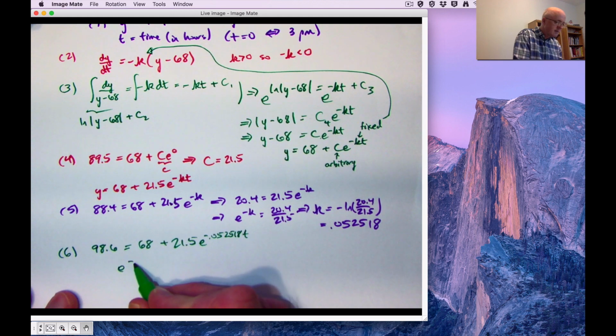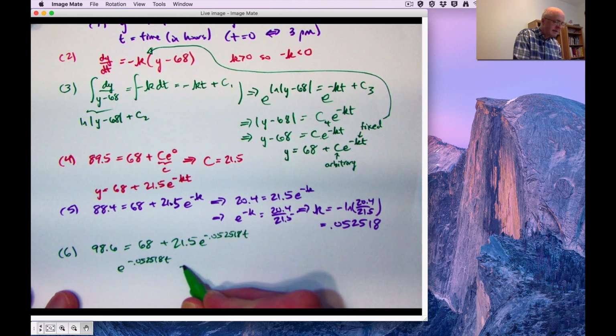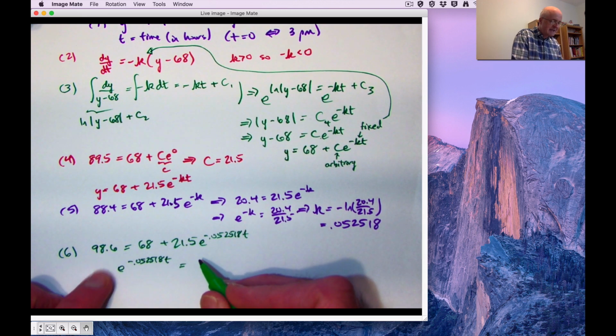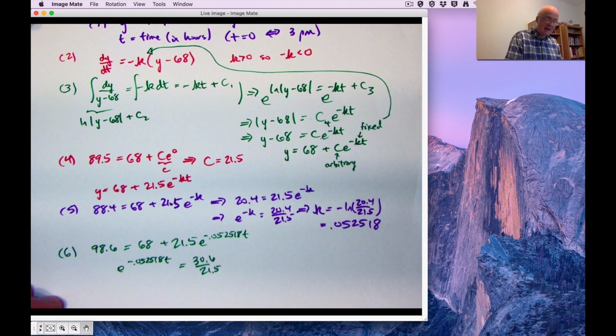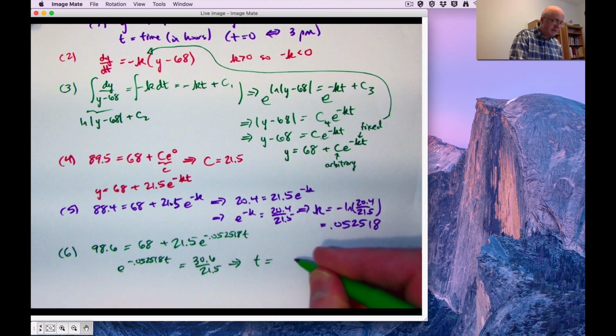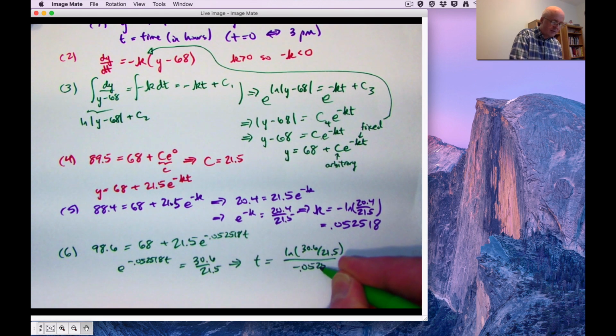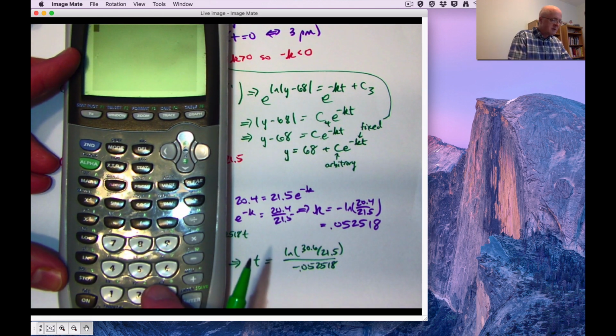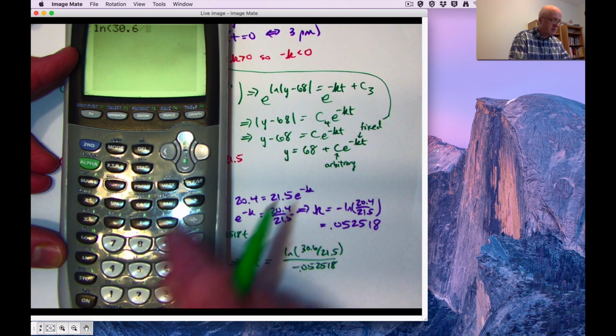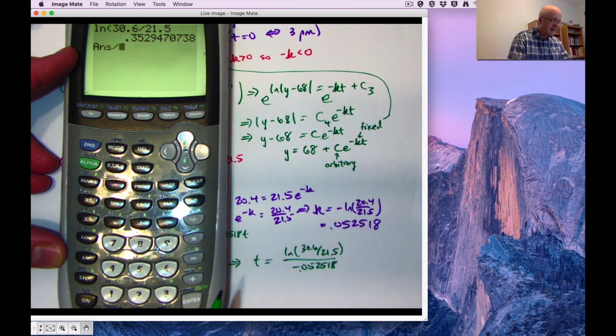We can write e to the negative 0.052518t would be 98.6 minus 68 is 30.6 divided by 21.5. Take the log of both sides, divide both sides by negative 0.052518. We are going to get a negative answer for t here because the murder happened before 3 p.m. T is going to be the natural log of 30.6 divided by 21.5, which is positive, divided by the negative number, 0.052518. We are going to get a negative final answer. So natural log of 30.6 divided by 21.5 divided by negative 0.052518.